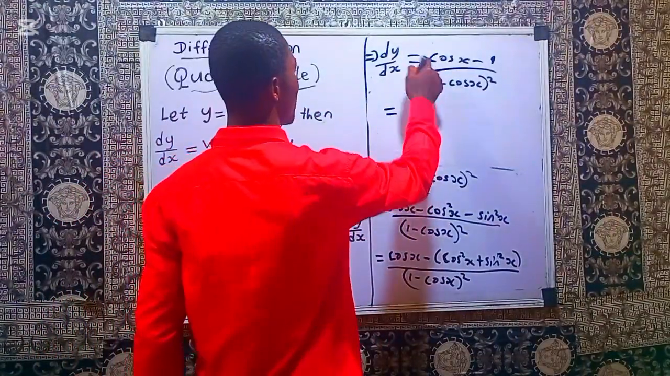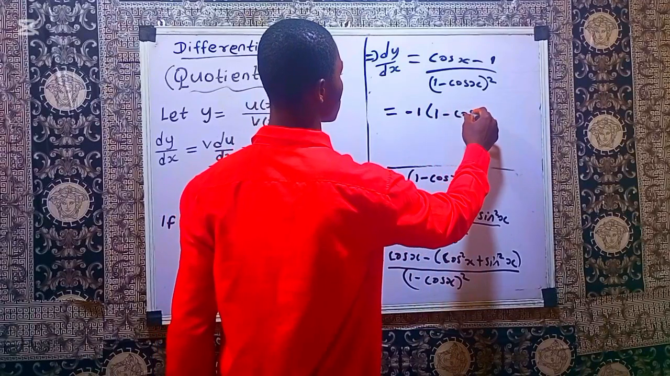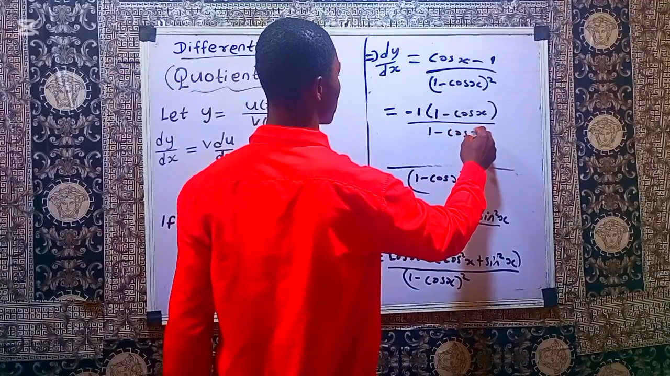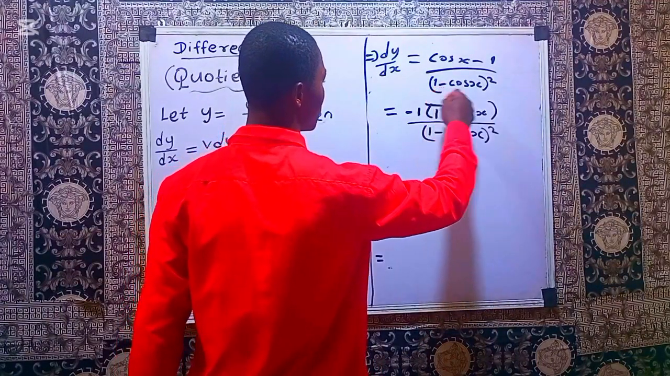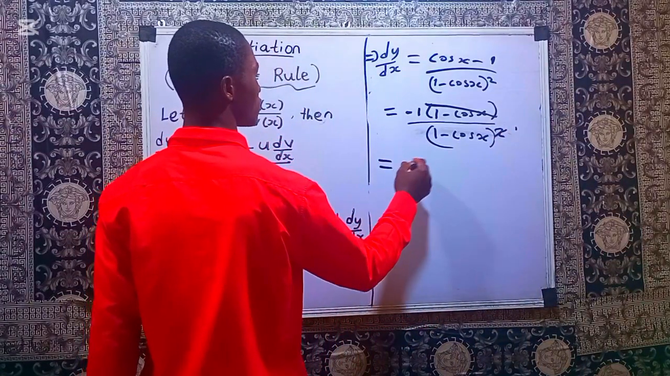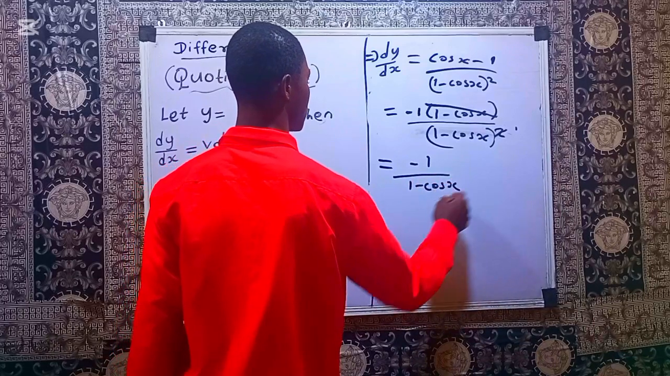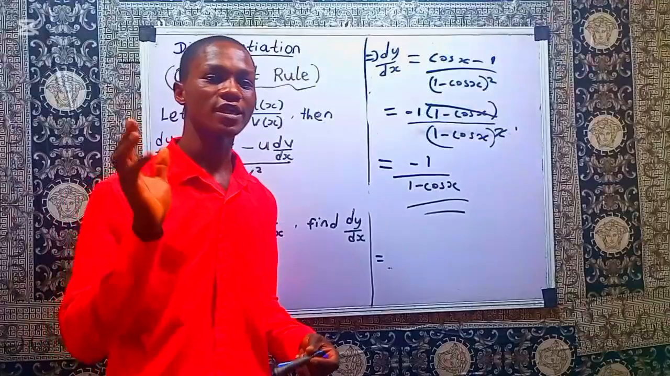But this numerator, I can factor out minus from the numerator. So that if I factor out minus, I have minus open bracket 1 minus cos x, then divided by 1 minus cos x all raised to power 2. You can cancel something here. You can cancel power 2, remaining power 1. So this will be equal to minus 1 over 1 minus cos x. This gives us the derivative of this function with respect to x.